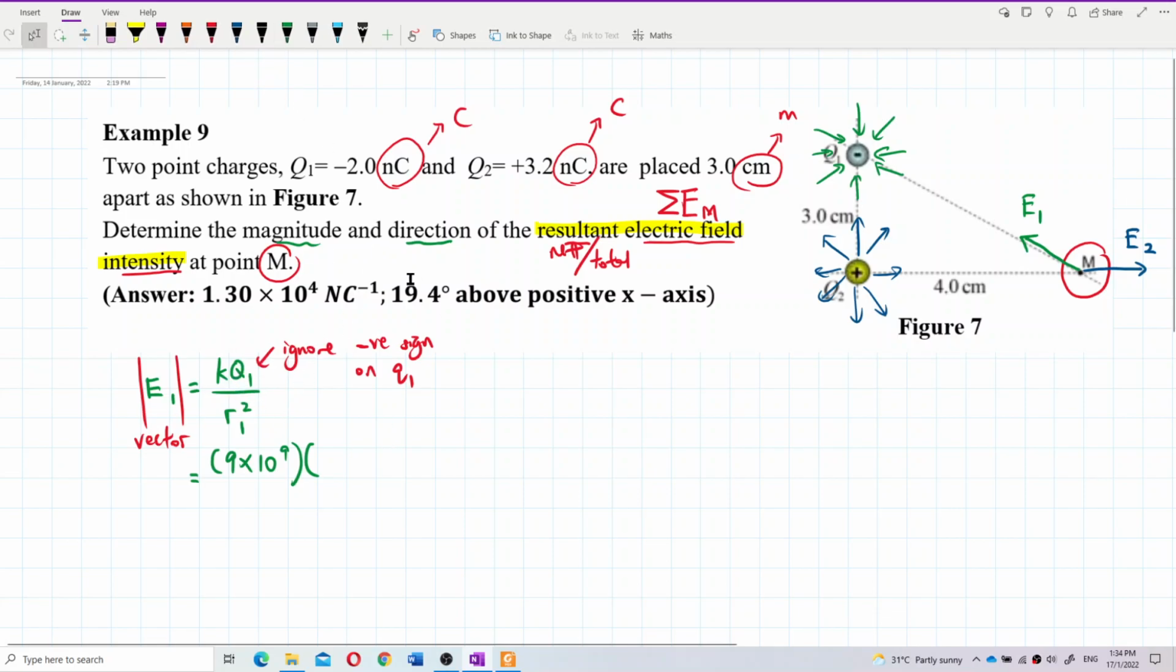So we just put 2 nanocoulomb. Nano we need to change to SI unit. Nano is 10 to the power of -9.